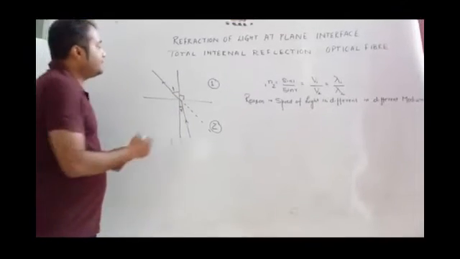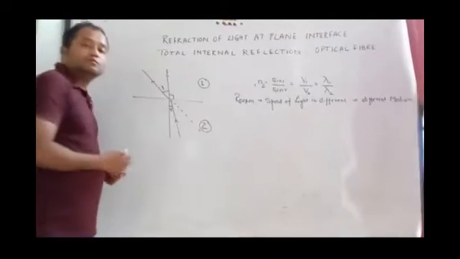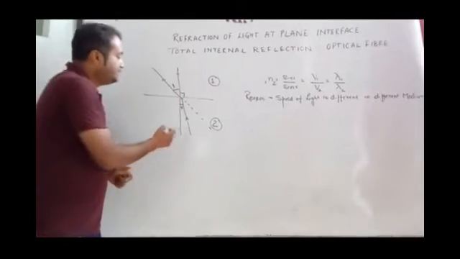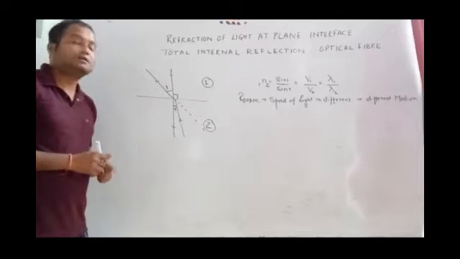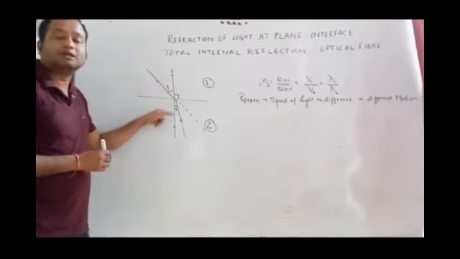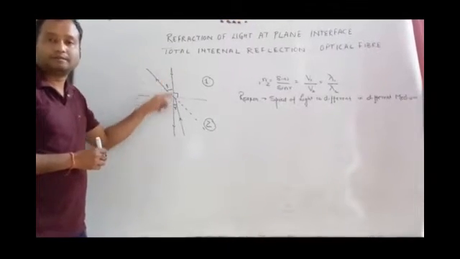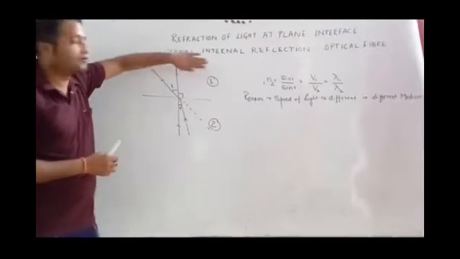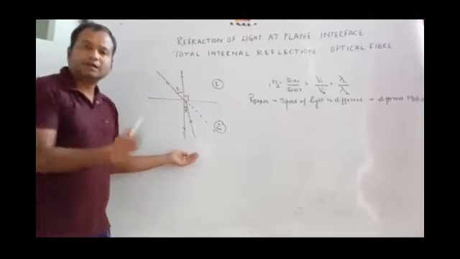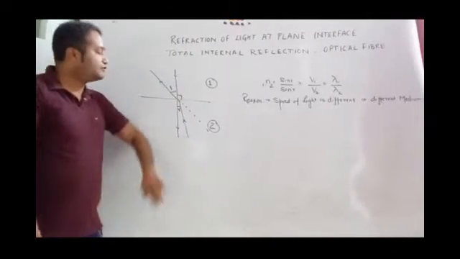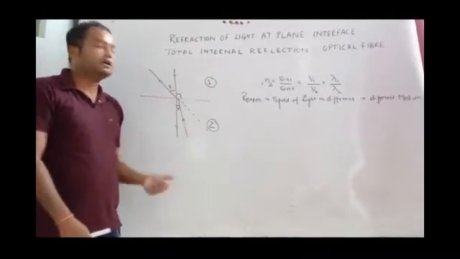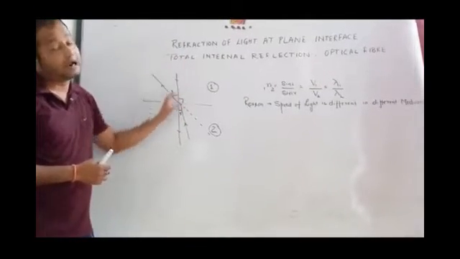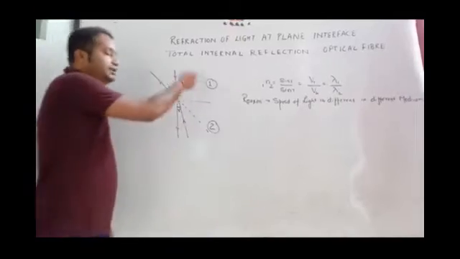Remember also, if a ray of light moves along the normal, that means it overlaps the normal, then it does not deviate but traverses along its same path, that means the normal. So summarizing the whole, we can say when a ray of light moves from optically rarer to optically denser, it bends towards the normal. When it moves from optically denser to optically rarer, it bends away from the normal. And if it moves along the normal, it remains undeviated. Now that was refraction.